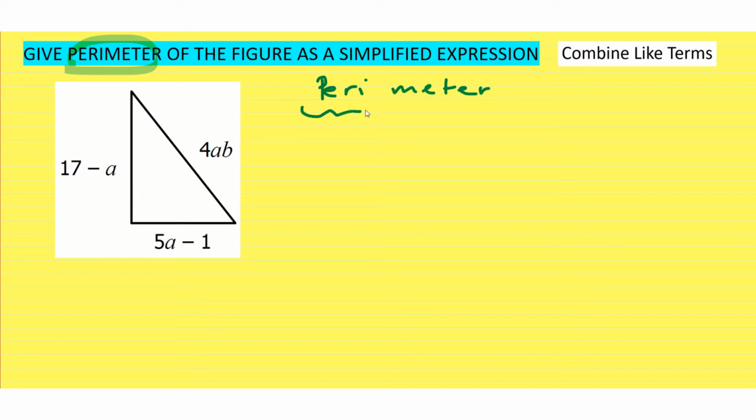The peri part means around. The meter part means to measure. We're going to measure around our figure. And you might think about this if it helps you remember it.